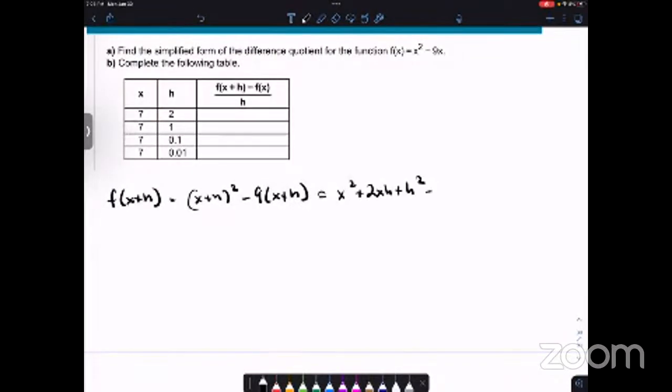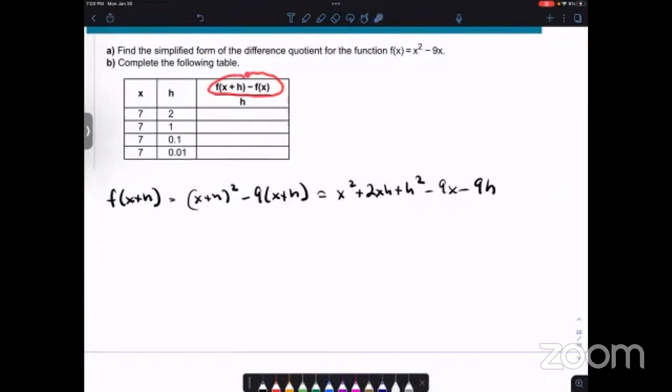So we got this thing, okay? So then let's go ahead, the next part, let's do the numerator, f of x plus h minus f of x. So again, we're going to do f of x plus h minus f of x, okay?